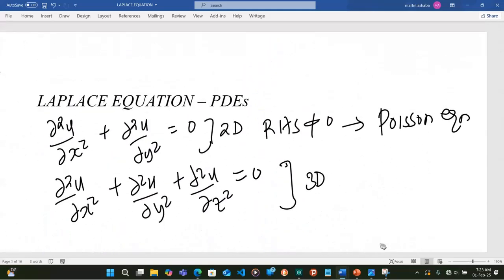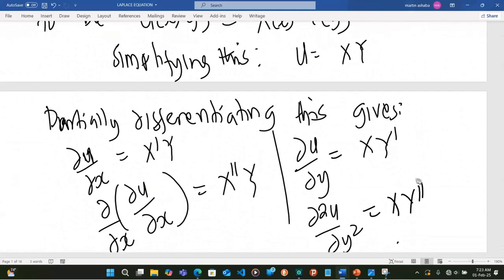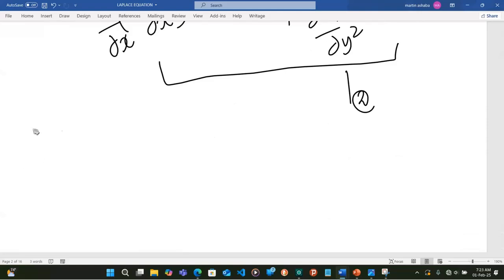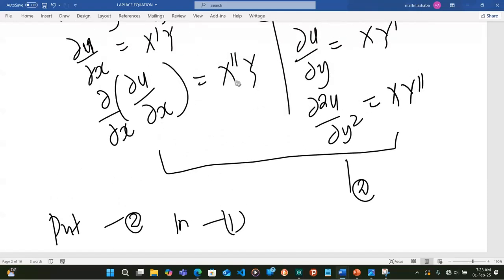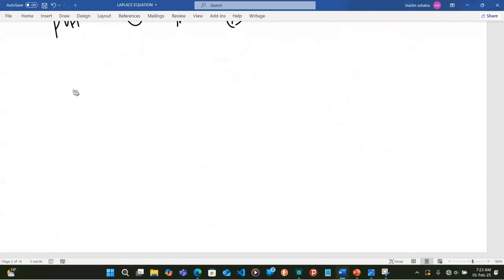So if we can consider this to be maybe equation 2, then we consider the partial differential equation to be equation 1. So I'm going to put equation 2 in 1. Remember, these are now derivatives, so I'm just going to substitute, and in place of del 2 u del x squared, I'll have X double prime Y plus X Y double prime, and this is equal to 0.